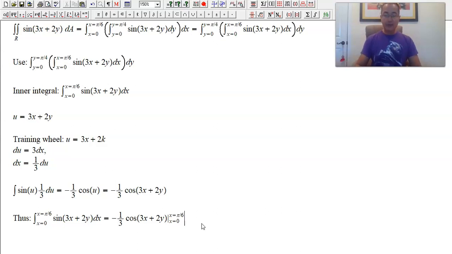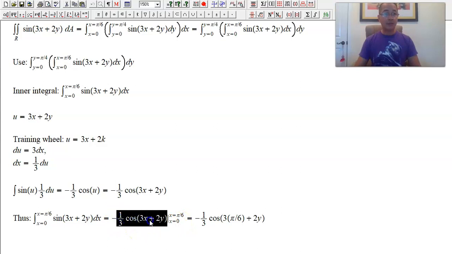And what happens when we plug in the endpoints? Okay, so starting with above, x is pi over 6. Replace x with pi over 6. And then subtract this antiderivative at plugging in x equals 0. So minus minus, we will just get plus. x is 0, so let's just make x go away. We just get cosine of 2y.